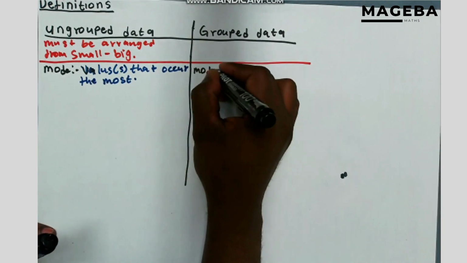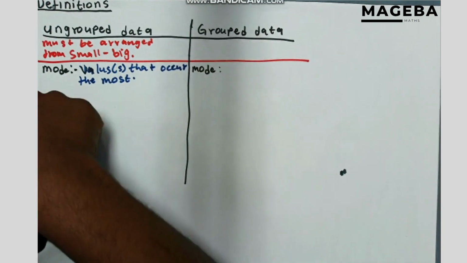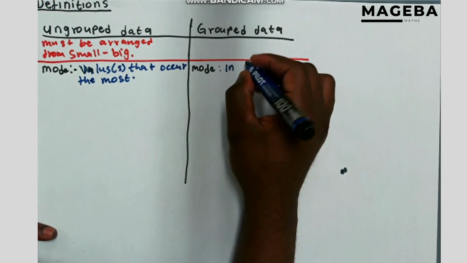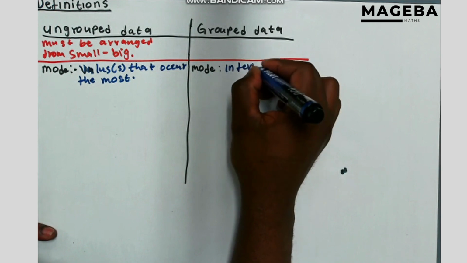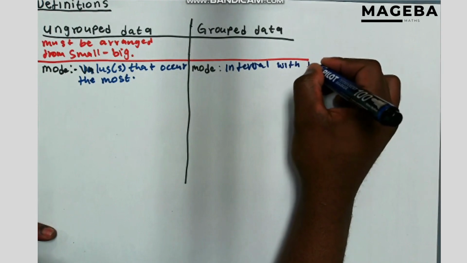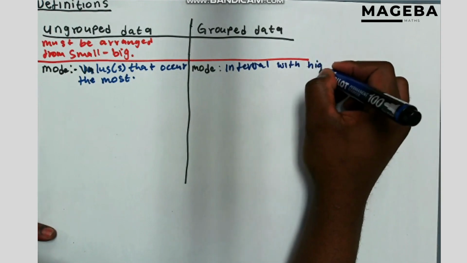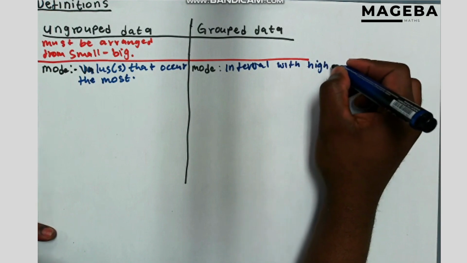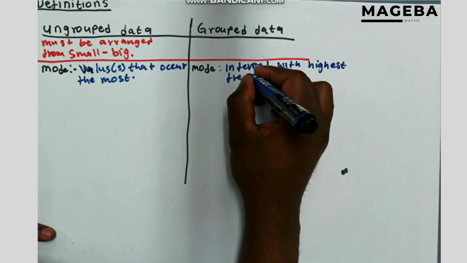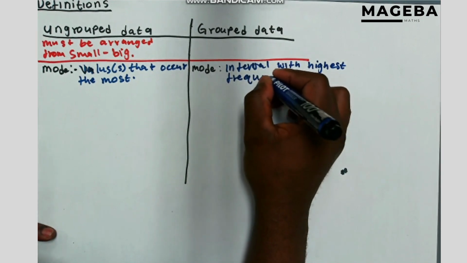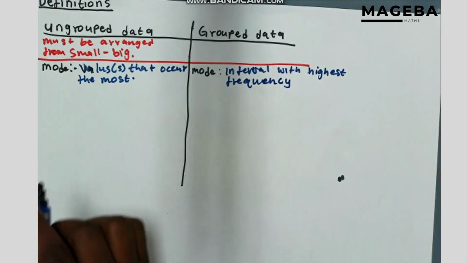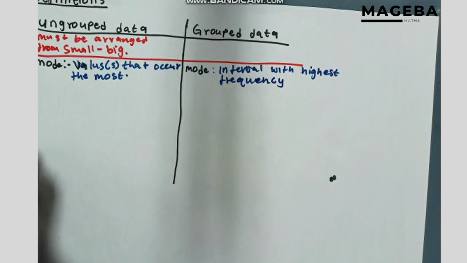And the mode under grouped data is an interval with the highest frequency. I hope you can see the difference between these two. There's the mode, for grouped data and ungrouped data.